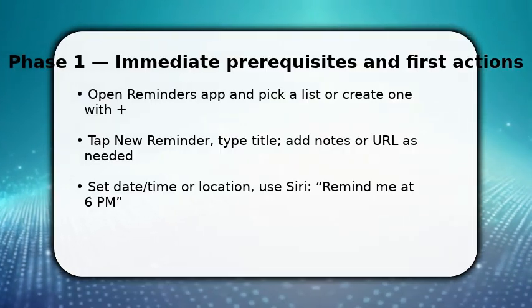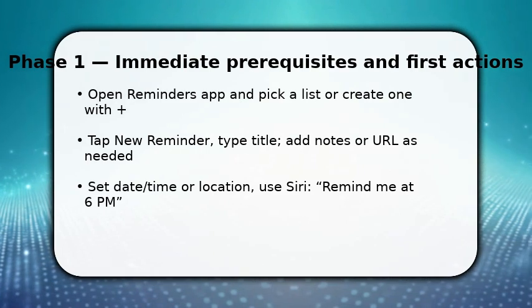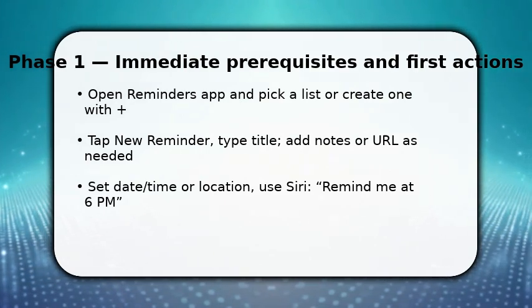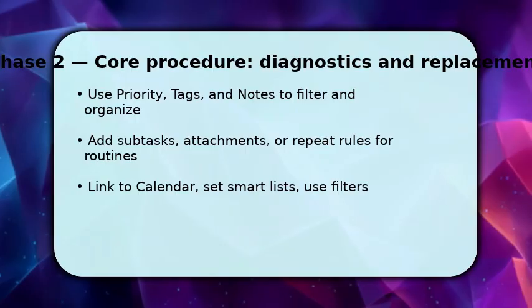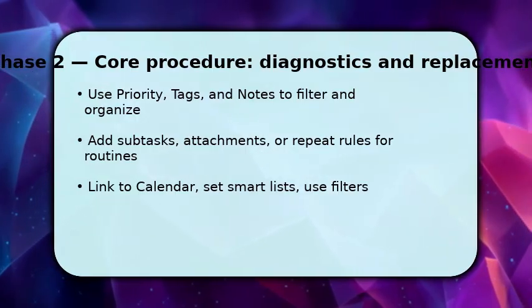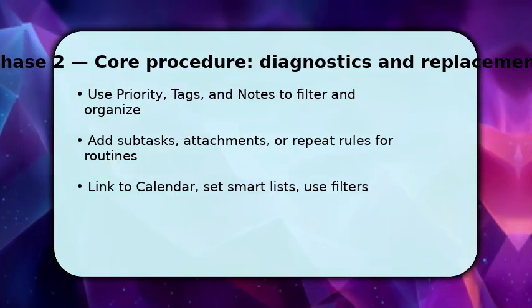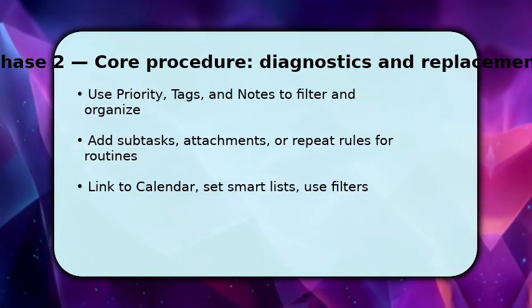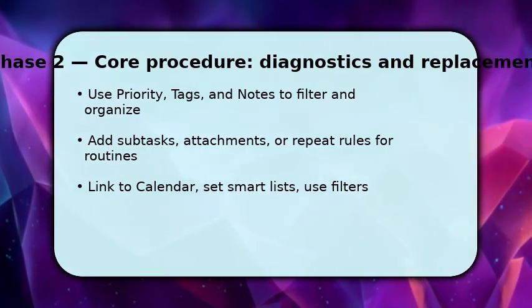Next, refine how your reminder behaves and why it stands out. You add priority, tags, and notes to make filtering fast. Tags create smart lists automatically. Then add subtasks for steps, attach photos or documents, and set repeat rules for daily or weekly routines.